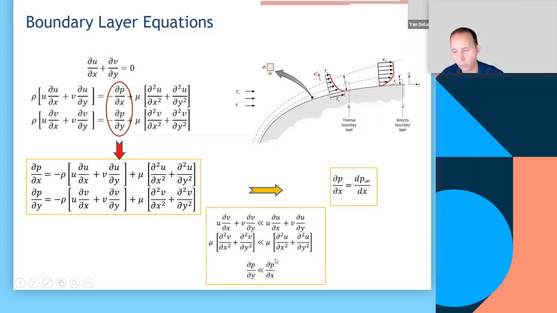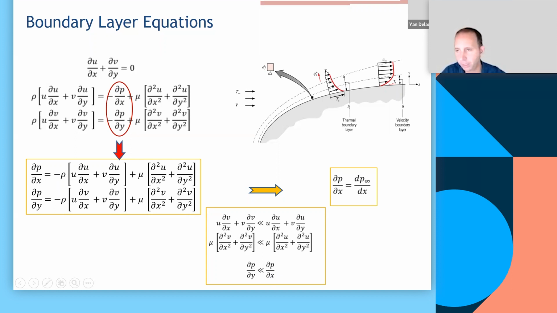It's the opposite to what we've discussed before. That is, gradient in x were smaller than gradient in y. For pressure, it's the opposite. We can in fact assume that pressure is not a function of y in the boundary layer. So it means that if you were to slice the boundary layer with a line and you were to follow the pressure anywhere through it, you would find that the pressure is almost the same as the pressure outside.